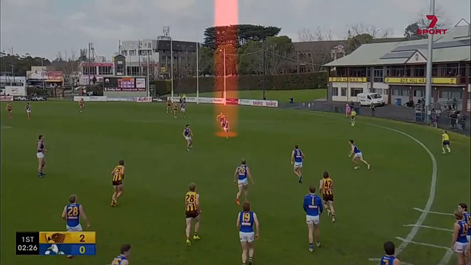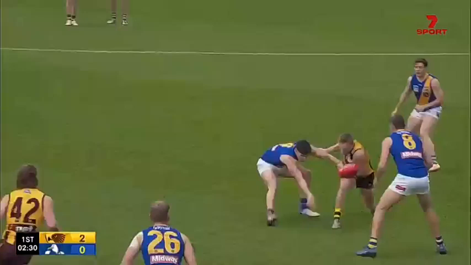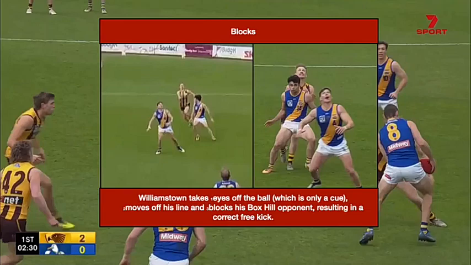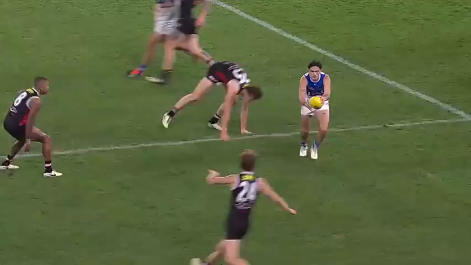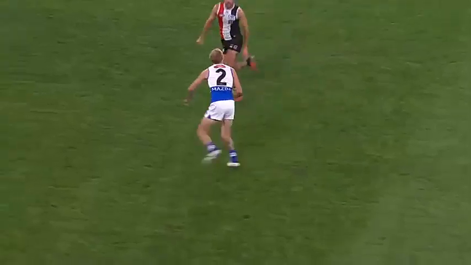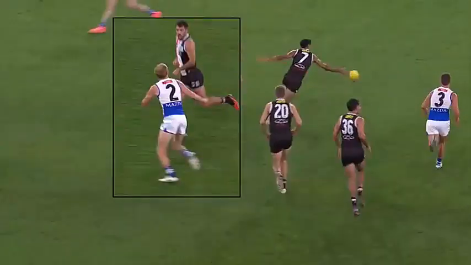There he is there. Eyes go off the ball onto the opponent, and you can see moving across the line. He goes eyes off the ball, which is the cue, then moves the 2 metres across and blocks the opponent. Eyes off ball, blocks the opponent.